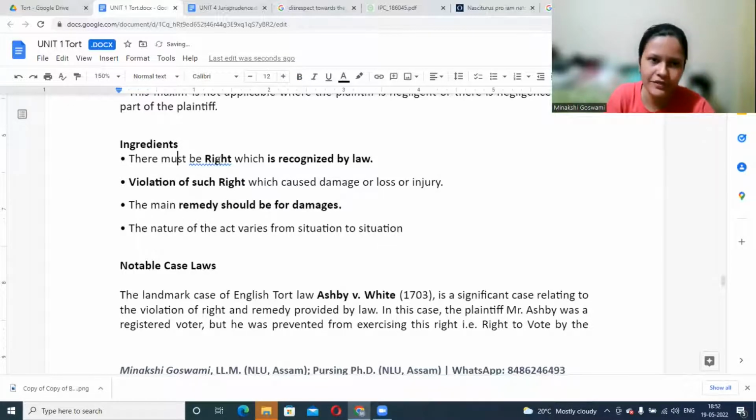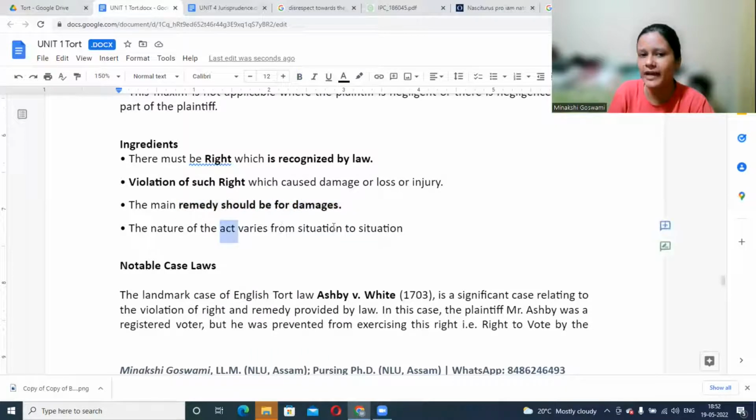First of all, there must be a right which is recognized by law. Your right is being violated, and it should be a right recognized by law, a legal right. A right was given to you by law, and that right was violated by someone, which resulted in damage or loss, or maybe violation of that right alone is enough. So first, a right which is recognized by law. Secondly, violation of that right. Thirdly, a remedy should be provided: some damages, some compensation, some relief.